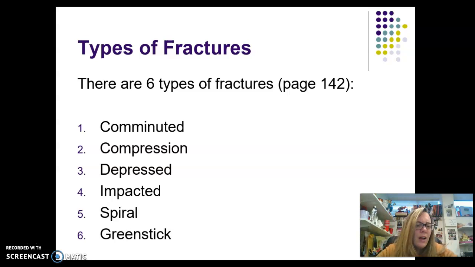You're not going to have to know the different types of fractures for the test, but you should include some of that information in your outlines. All right, that is it.